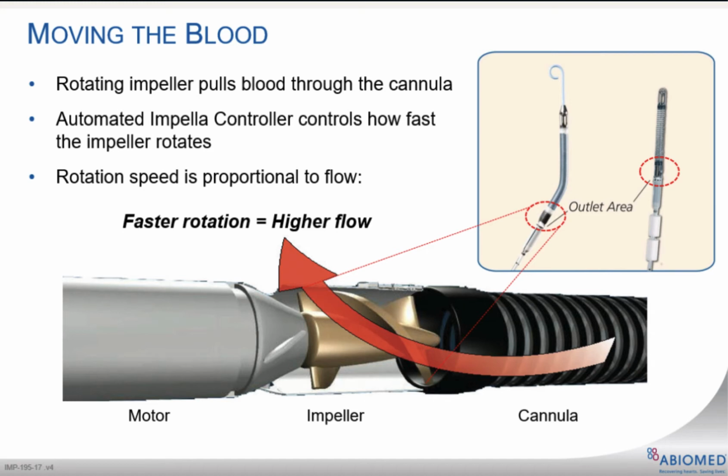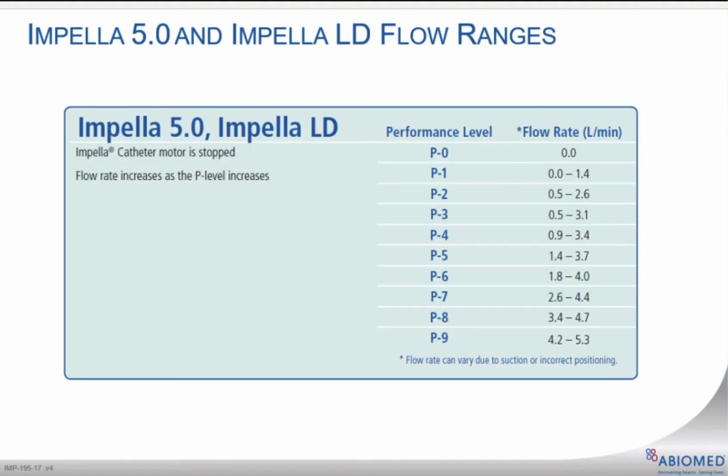The rotational speed is proportional to the flow. The faster the Impella rotates, the higher the flow produced by the Impella catheter. The operator uses the automated Impella controller to control how fast the Impella rotates by adjusting the performance level, or P level. Here are the P-level flow rates for the Impella 5.0 and Impella LD catheters. The flow ranges from 0 at P0 to 5.3 liters per minute on P9.